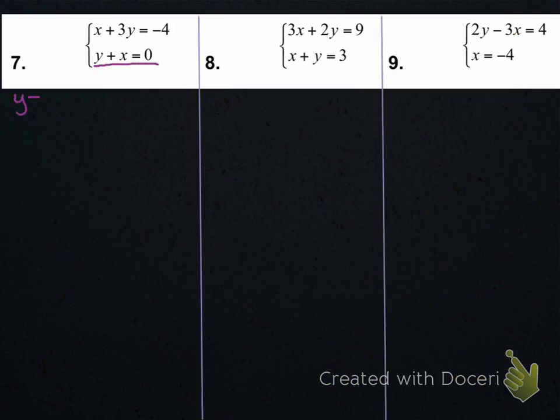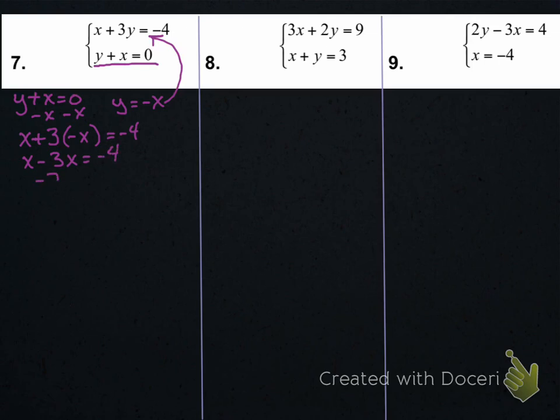Alright, we're going to start problem number 7 with y plus x equals 0. I'm going to go ahead and solve for y on this one, so I'm going to subtract x from both sides. So y is equal to negative x. Plug that into my first equation. So I have x plus 3 times negative x is equal to negative 4. So x minus 3x is equal to negative 4. So negative 2x is negative 4. Divide by negative 2, and x is equal to 2.